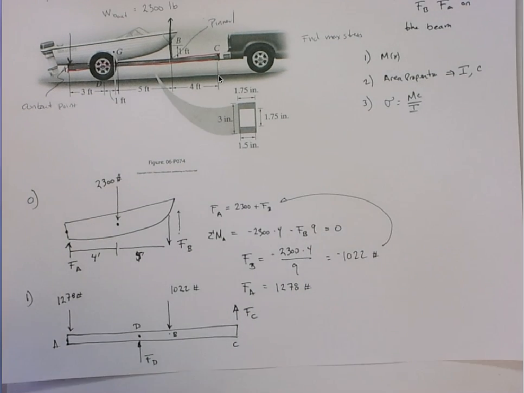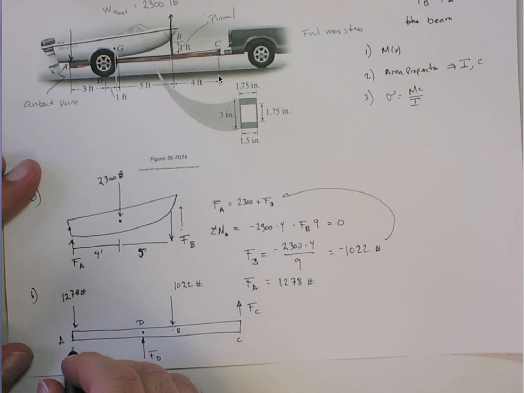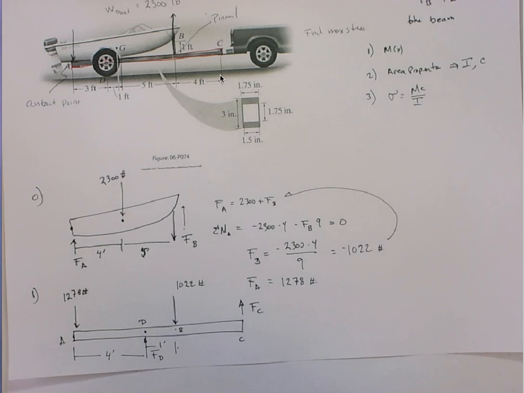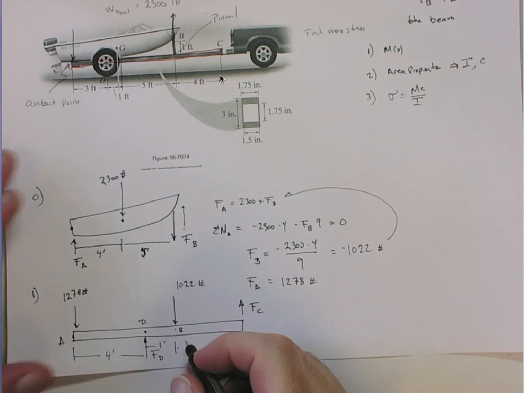All right, and we'll put some dimensions on here. This is 4 feet. This is 1 foot. This is, wait, what am I doing? I'm sorry, I didn't draw this very well.